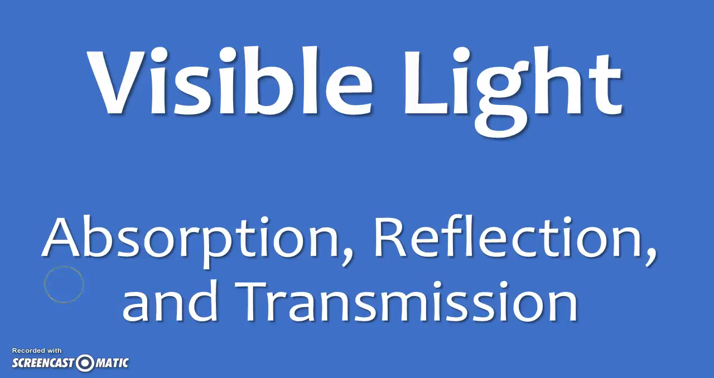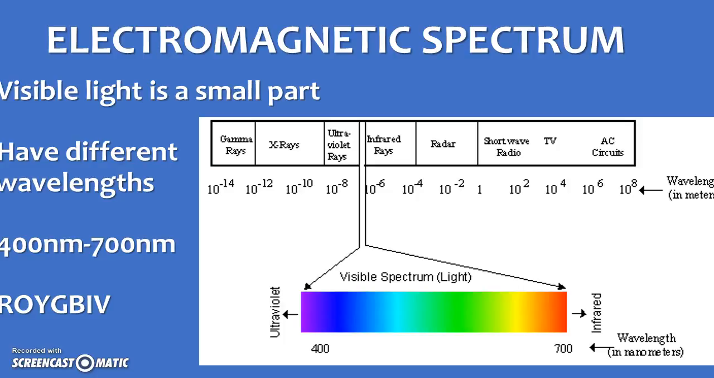Okay, class, so today we're going to be learning about visible light and how it absorbs, reflects, and transmits light. Remember in class we were talking about the electromagnetic spectrum and how it goes from gamma rays all the way to AC circuits, and it goes from very small wavelengths to very long wavelengths. Visible light is only a small part of the electromagnetic spectrum. It's from 400 nanometers to 700 nanometers in wavelength.